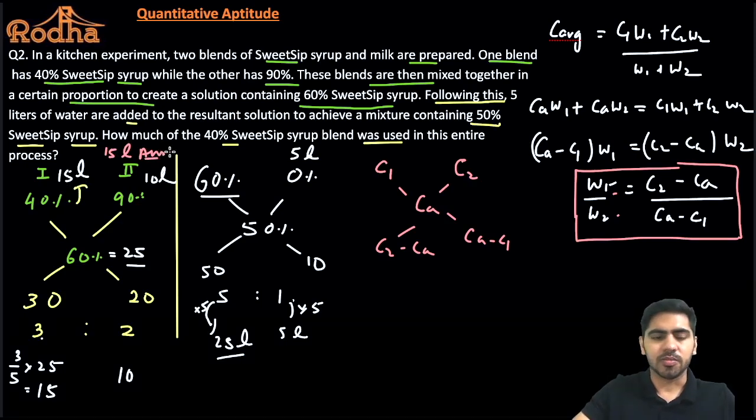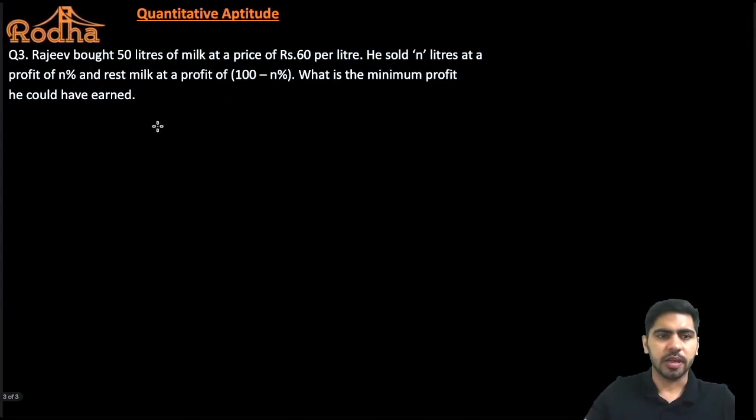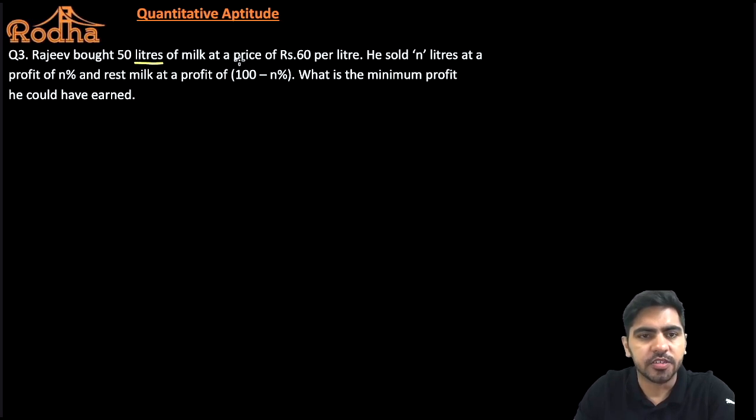All right, let us move ahead to the last question now here on your screen. It says Rajiv bought 50 liters of milk at a price of rupees 60 per liter. All right, he sold n liters at a profit of n% and the rest of the milk at a profit of (100 minus n)%. This n% should be outside the bracket here. So this is 100 minus n%. Okay, so ignore this. What is the minimum profit that he could have earned?